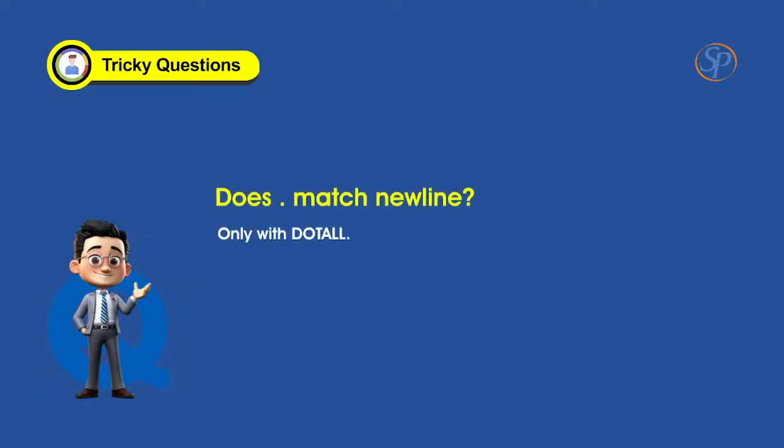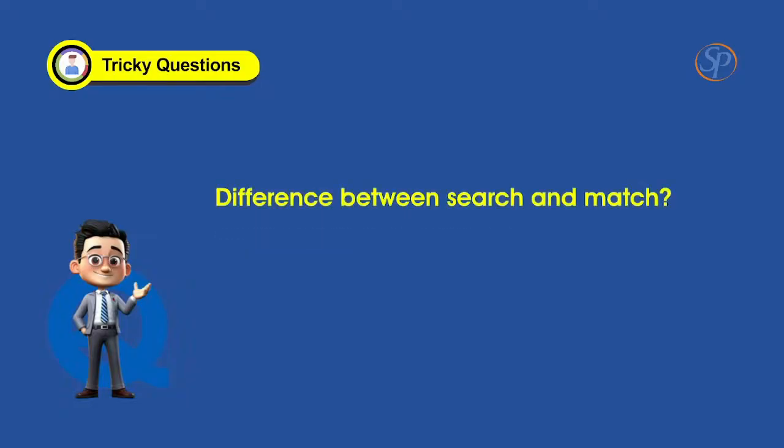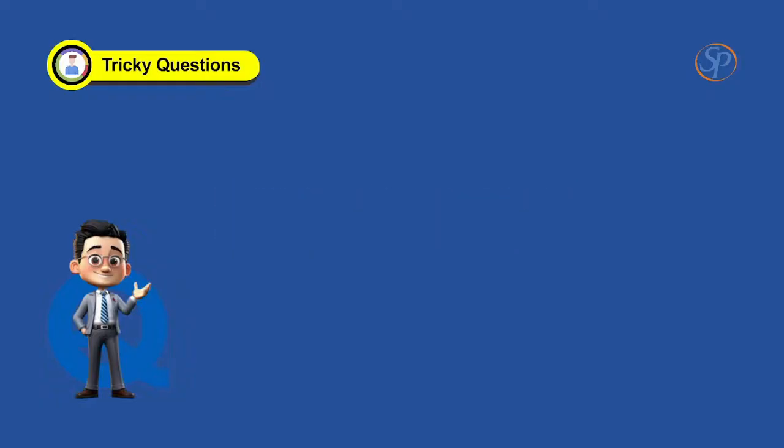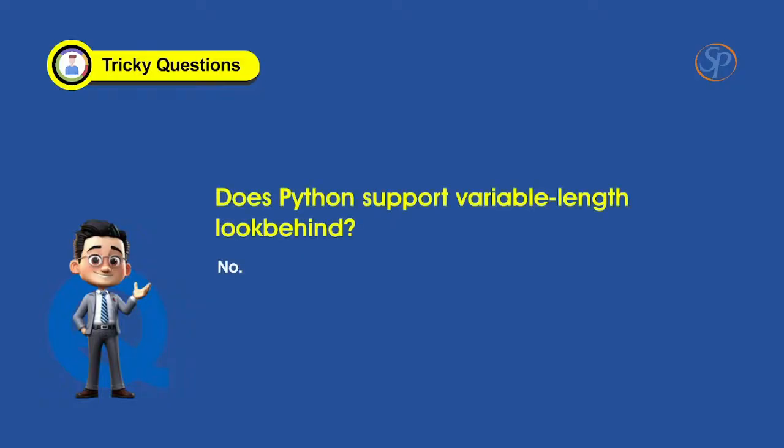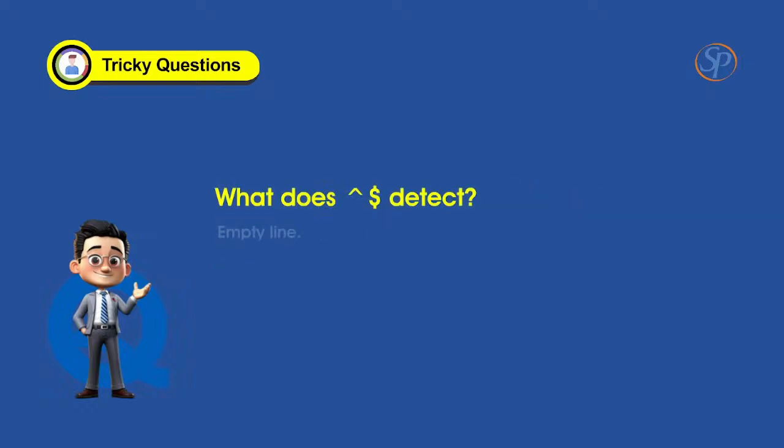Does dot match newline? Only with DOTALL. Difference between search and match? Match starts only at the beginning and search looks anywhere. Why is dot asterisk dangerous? It's greedy. Does Python support variable-length lookbehinds? No, it doesn't support them. What does caret and dollar detect? It indicates an empty line.